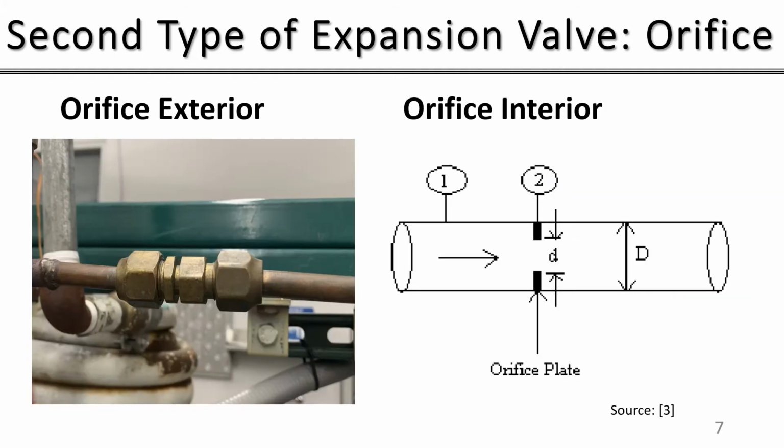An orifice tube contains a small restriction in the pipe that restricts refrigerant flow. This restriction allows the refrigerant to expand and induces a pressure drop of the fluid. Unlike the throttle valve, there are no moving parts at play, so failure modes are less common.